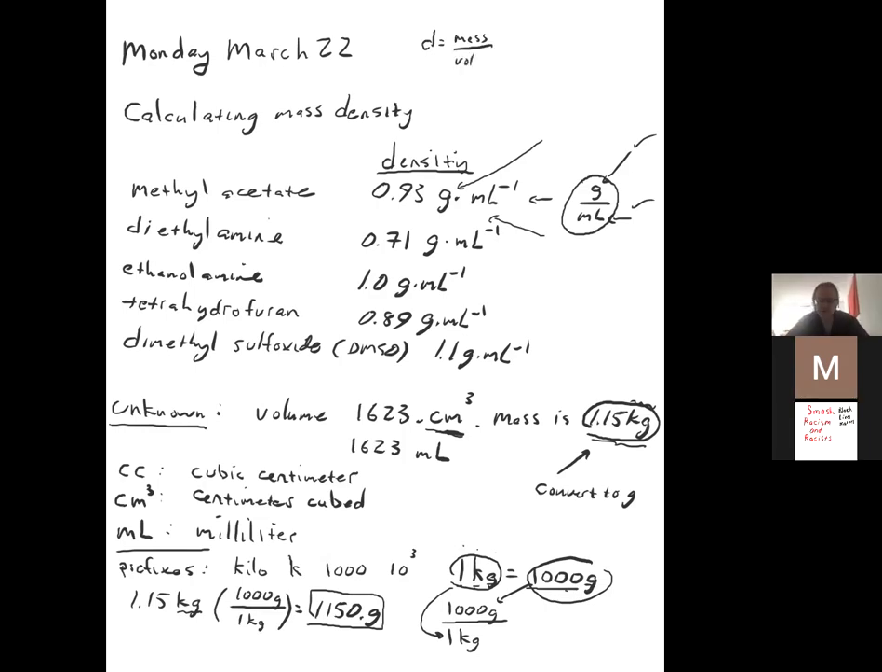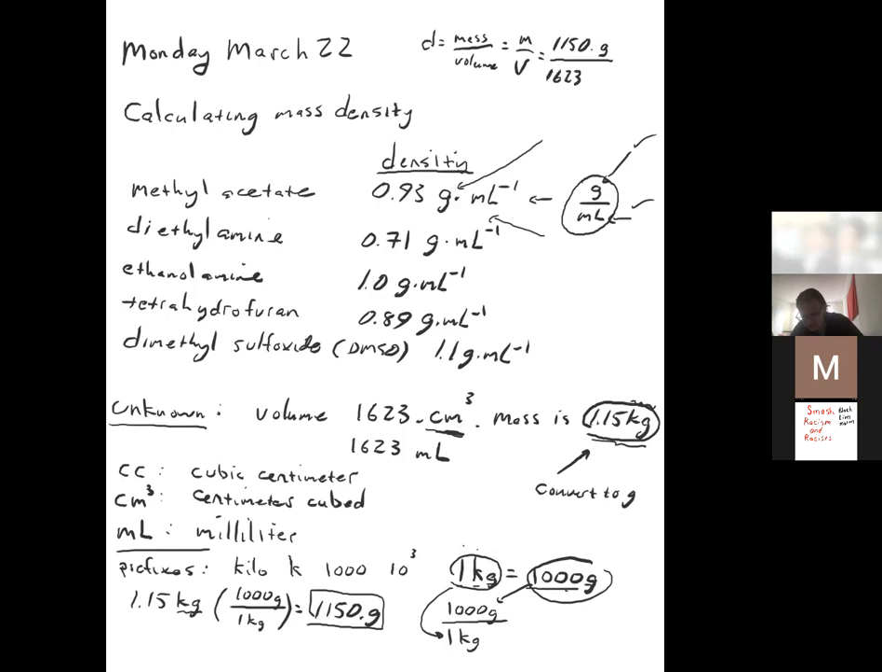Oops, let me be careful here. Or m over v. It can be written as m over v. And so our mass is 1150 grams. And our volume was the 1623 milliliters, right? Centimeters cubed is the same as milliliters. So now if you look at those two numbers and you do the division, mass over volume, you're going to get a number that's around 0.7, it looks like. So let's run that through.